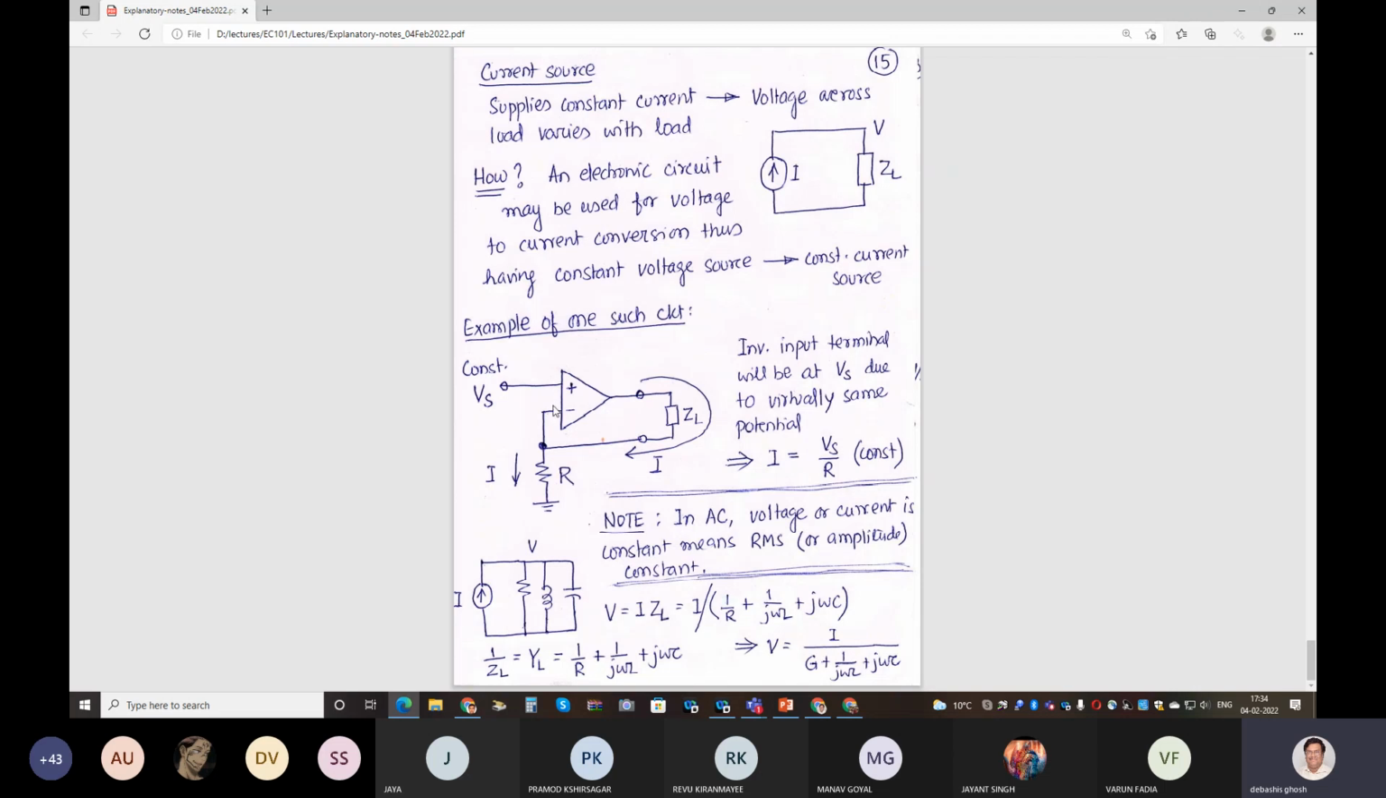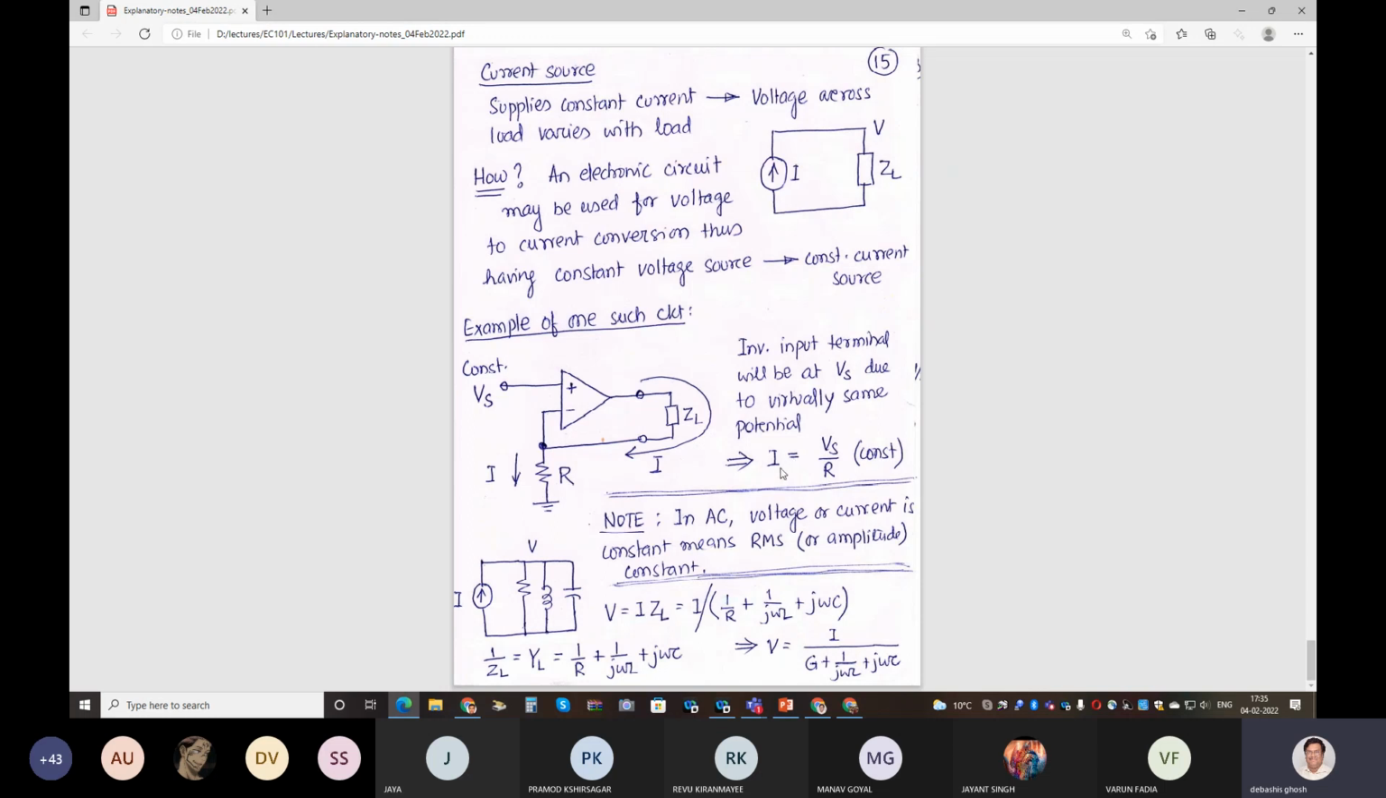If your input is equal to 0, then whatever the voltage is applied at this point, the same voltage is applied at the other terminal. So here we can consider that this is virtually the same voltage. Since virtually they are at the same potential, I can consider that this voltage is Vs, and hence the current flowing through this resistance is Vs by R, because this R is grounded. So this I is equal to Vs by R. Since Vs is constant, and R is a fixed resistance I am using, I is also constant.